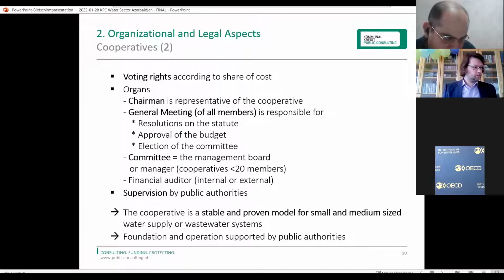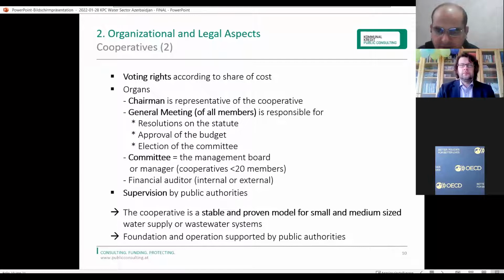So that's the nature of this cooperative, that some people work together and manage everything that is necessary. Only small cooperatives below 20 members can appoint a manager, a single manager. There's also the need for a financial auditor. This can be an internal or external auditor.